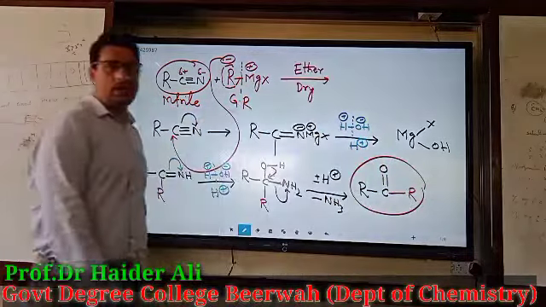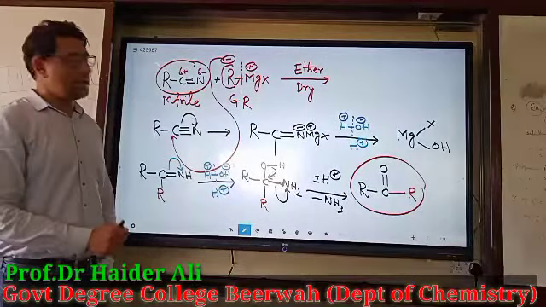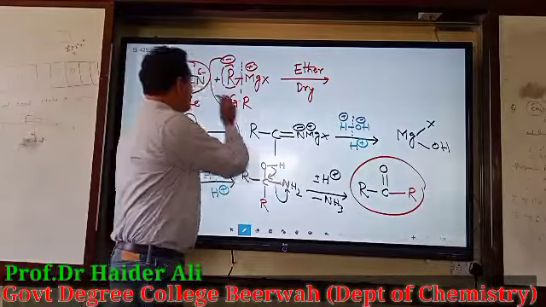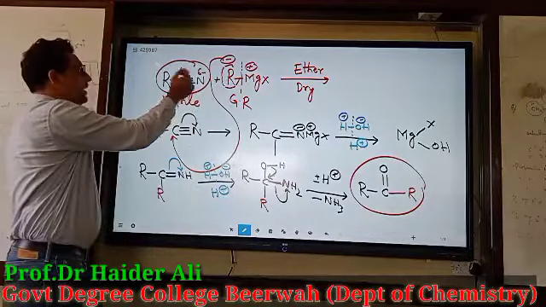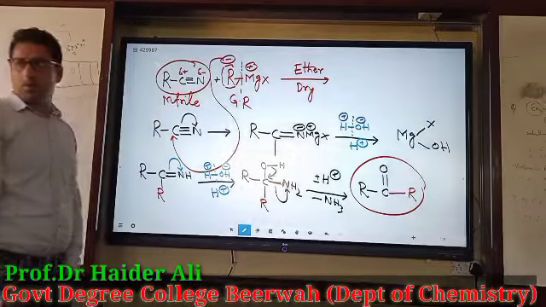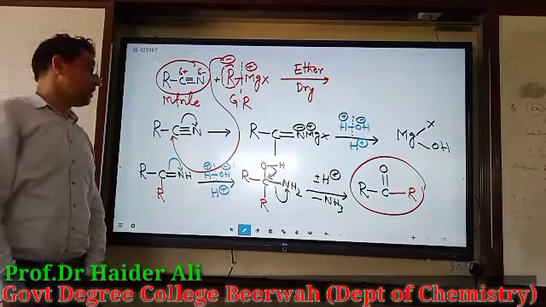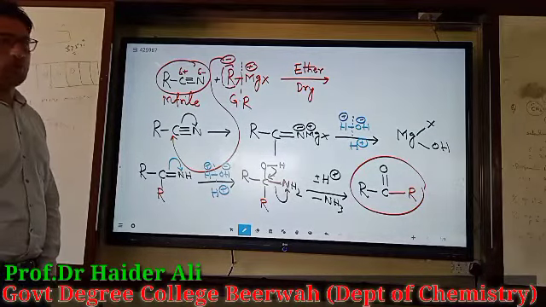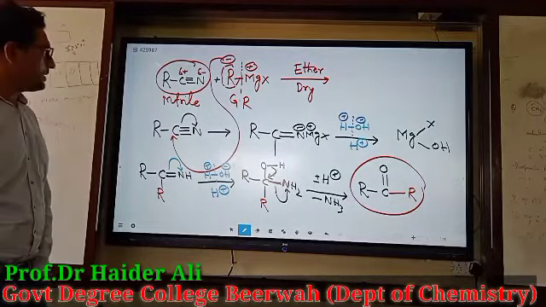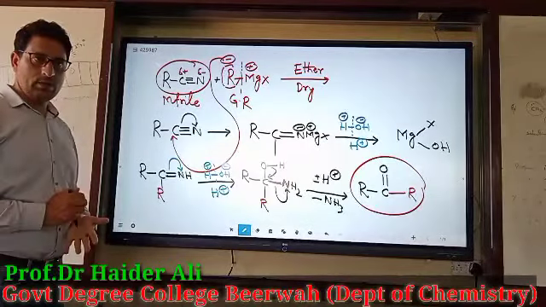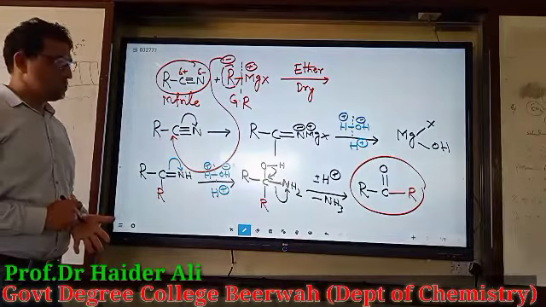So this is our aldehyde and ketone. This will depend on which R is in our Grignard reagent and which R is in our nitrile. Right? So this is the mechanism of how we prepare aldehydes and ketones by using Grignard reagent and nitrile. You got it? Yes, sir. Any confusion?